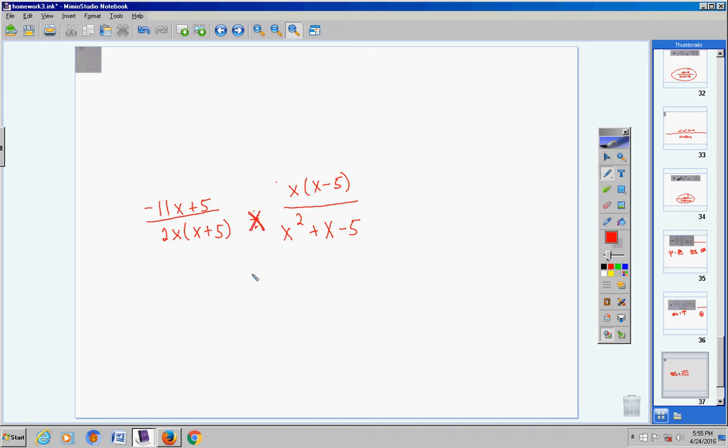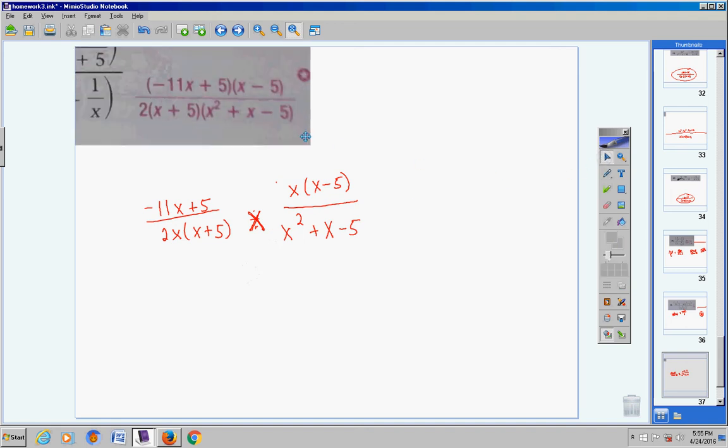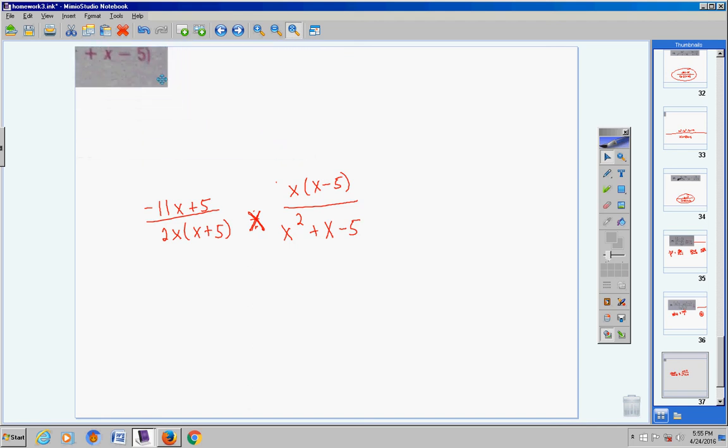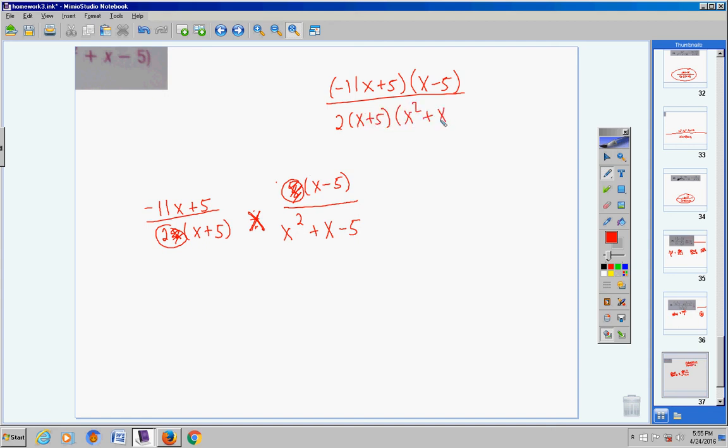Okay, let's look for things that cancel. I'll be honest, guys. I'm not seeing anything that cancels, and I think that fits the answer right here. Yeah, it does, look. Actually, I could be wrong. There is something that cancels. Okay, my fault. Monomial here, monomial here. Cross off your x, cross off your x. So you take the numerator times the numerator. That's negative 11x plus 5 times x minus 5. You must have parentheses around these two binomials. And then we have a 2 times an x plus 5 times x squared plus x minus 5.